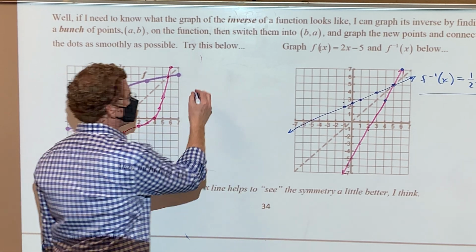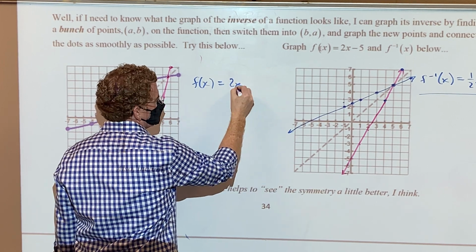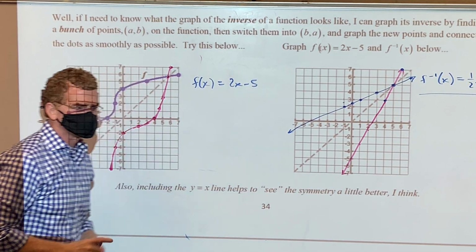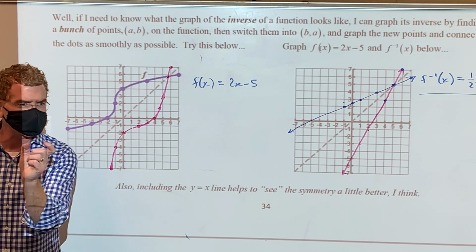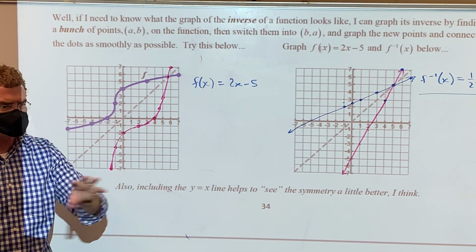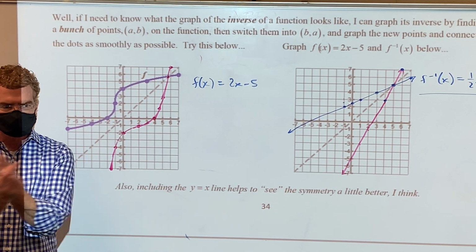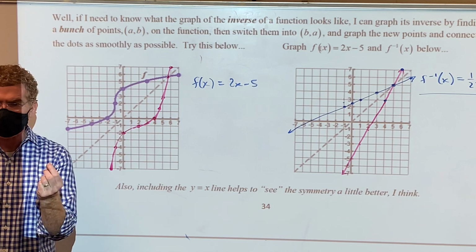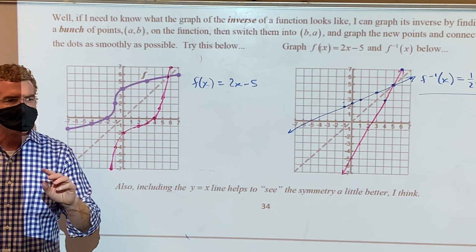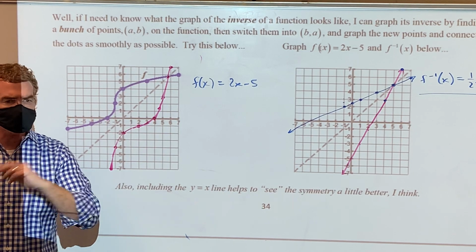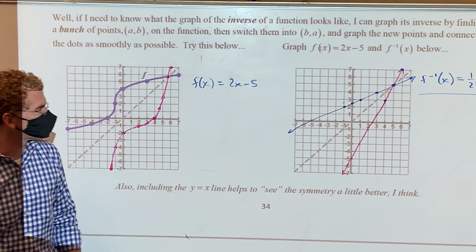If you have a function, like in this case I have 2x minus 5, and I want to find an inverse, remember, so far all we've been doing is taking x values and y values and doing what? Switching them. Well, I've been doing that discretely, which means for individual points. What if I did that non-discretely, which means do it for every x and y value?